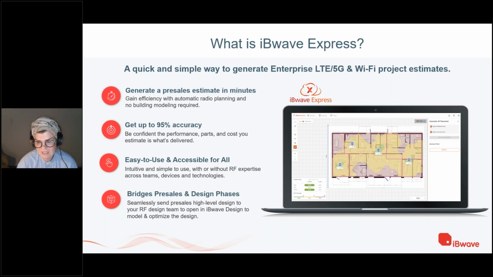Our other goal with this tool is to really bridge the pre-sales and design phases of the project lifecycle to keep it really streamlined for you. What that means is that once you use Express in your pre-sales phase and you have this high-level design and estimate, you can send that over to the RF design team using our cloud collaboration through Unity, and they can open it up in the desktop iBwave design tool, and basically pick up where the estimate left off and have a really good idea of what the high-level design is. So it gives you that continuation and efficiency across the different phases of the life cycle.